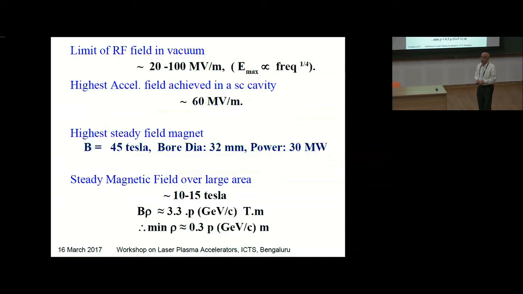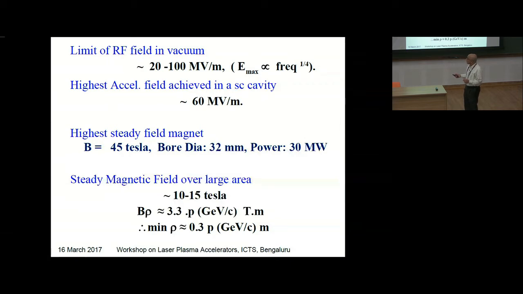Now, the limit of RF field in vacuum is about 20 to 100 megavolts per meter, depending on the frequency. So if you go to higher frequency, you can sustain a slightly higher field. Now, the highest field achieved so far in a superconducting cavity is of the order of 60 megavolt per meter. I'll show you some pictures of superconducting cavities which we have built in India.